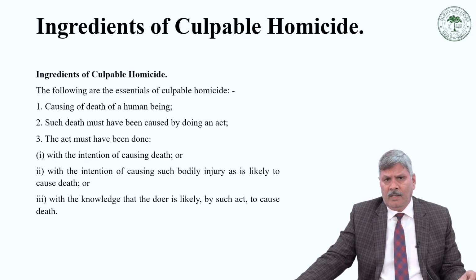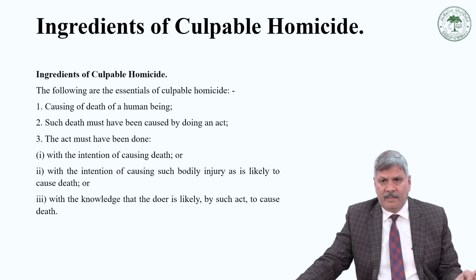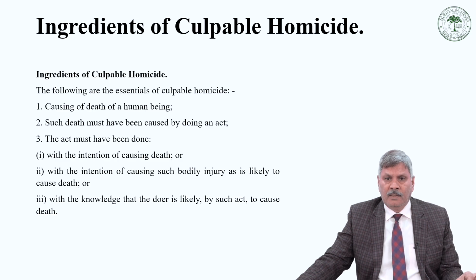For example, where a jailer voluntarily causes death of a prisoner by omitting to supply him food, or a nurse voluntarily causes death of a child entrusted to her care by omitting to take it out of a tub of water into which it has fallen, or a jail doctor voluntarily causes death of a prisoner by omitting to supply him medical care. The jailer, the nurse, or the doctor shall be guilty of culpable homicide.